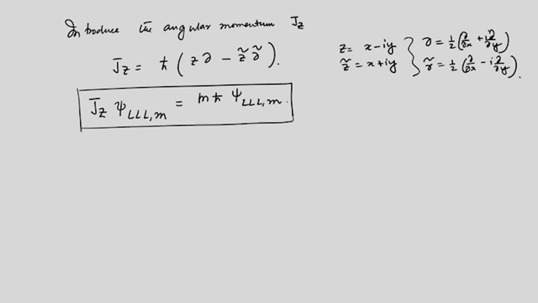So, m is the angular momentum quantum number. Do not confuse m as mass with m as the angular momentum quantum number. If you feel that there is a problem, then you can write this m as mj. But if you feel it is fine, we know how to distinguish between them, then you can write it as m.